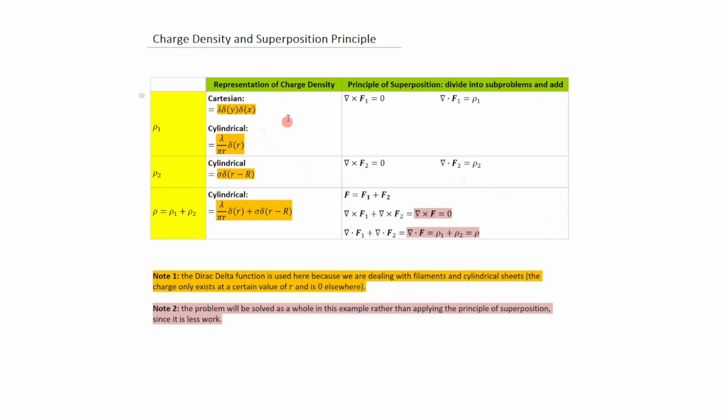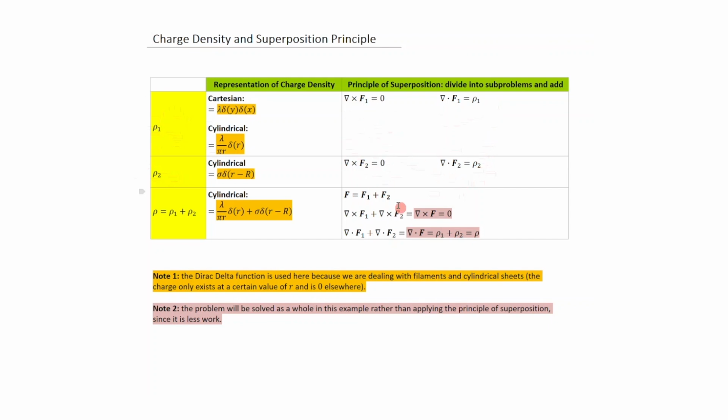All right, so let's look over here now at what the superposition principle tells us. We need to divide it into two sub-problems and then add them together. One sub-problem would be just the filament, and the other just the cylindrical surface. For this case, we have the curl of F1 equals 0, and the divergence of F1 is rho 1. For this case, the curl of F2 equals 0, and the divergence of F2 equals rho 2. So these are two independent fields, each resulting from a different charge density.